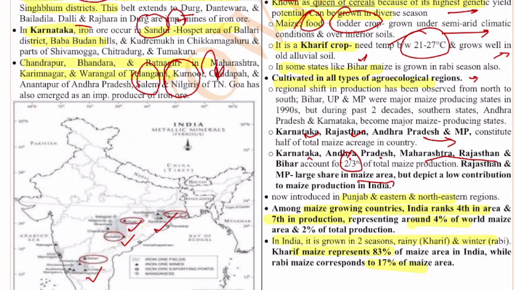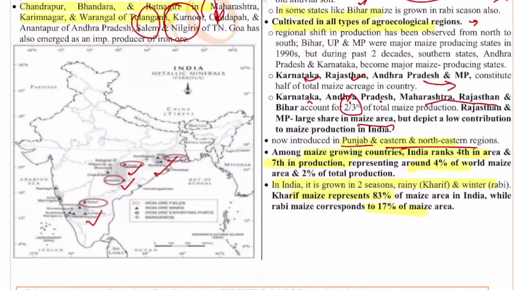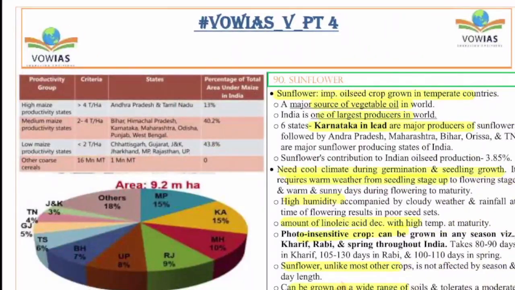In recent times, it has been introduced in Punjab and the eastern and northeastern regions as well. Among maize growing countries, India ranks 4th in area and 7th in production, representing 4% of the world's maize area and 2% of production. So India is the 7th largest producer of maize. Now let's move on to the next question.